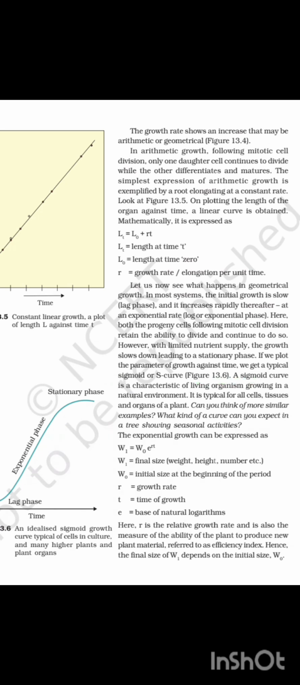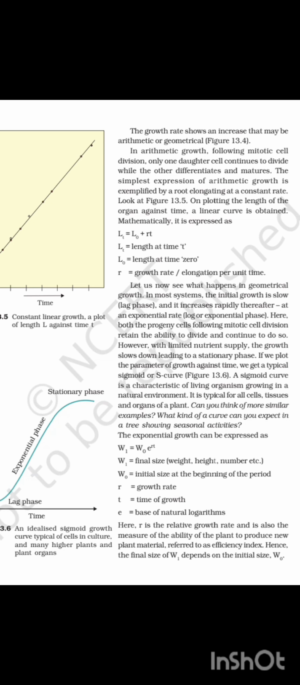Figure 13.6. A sigmoid curve is a characteristic of living organisms growing in a natural environment. It is typical for all cells, tissues, and organs of a plant. Can you think of more similar examples? What kind of curve can you expect in a tree showing seasonal activities?